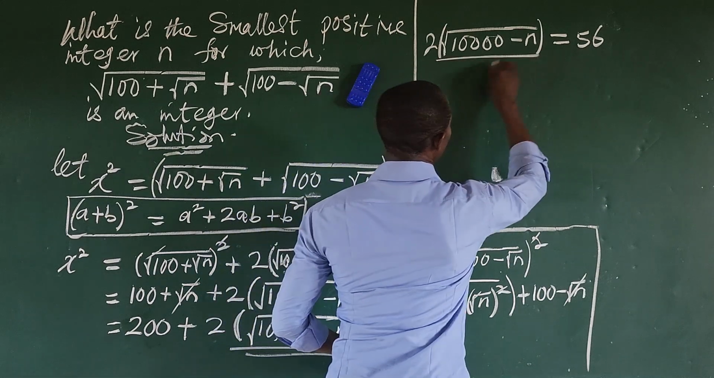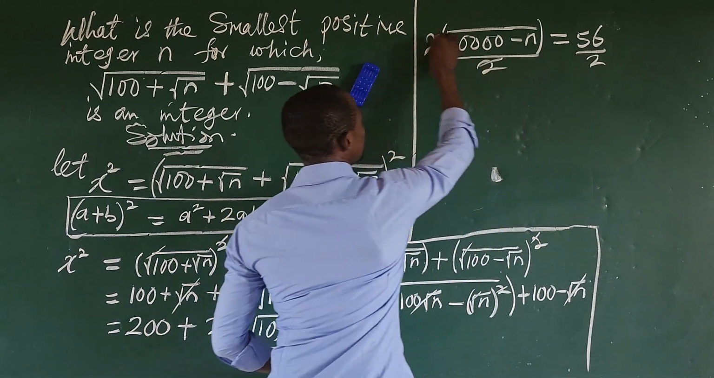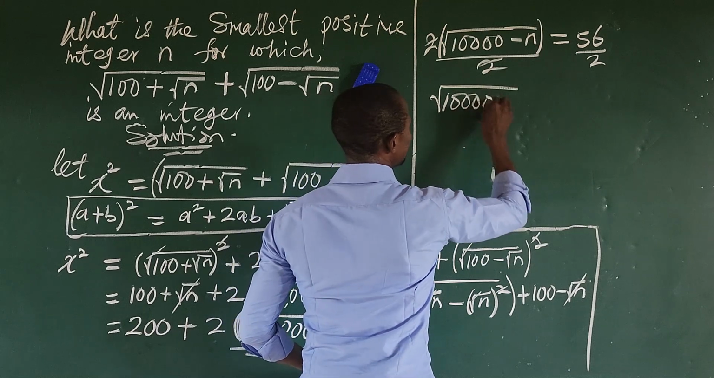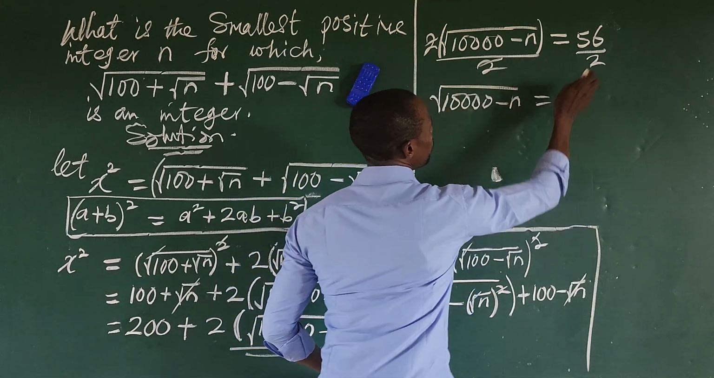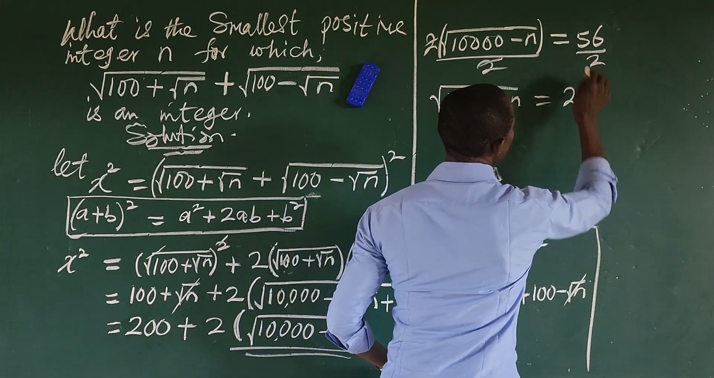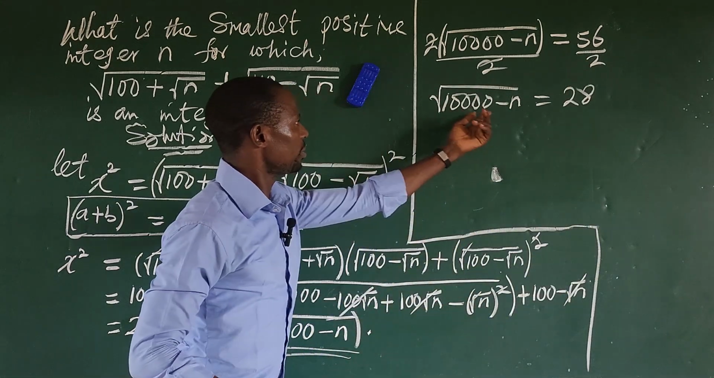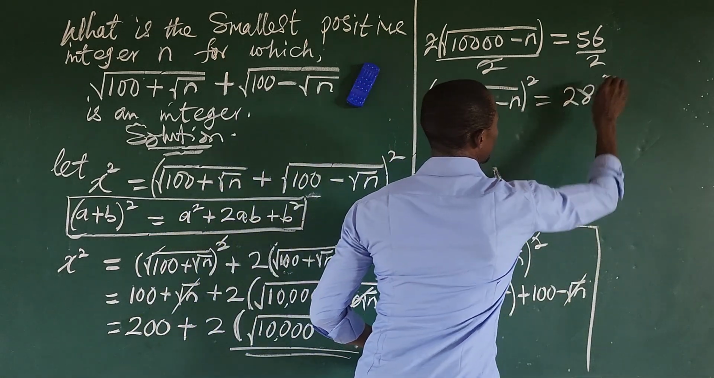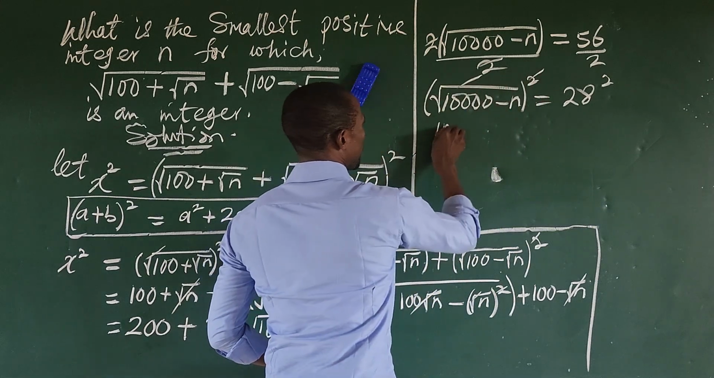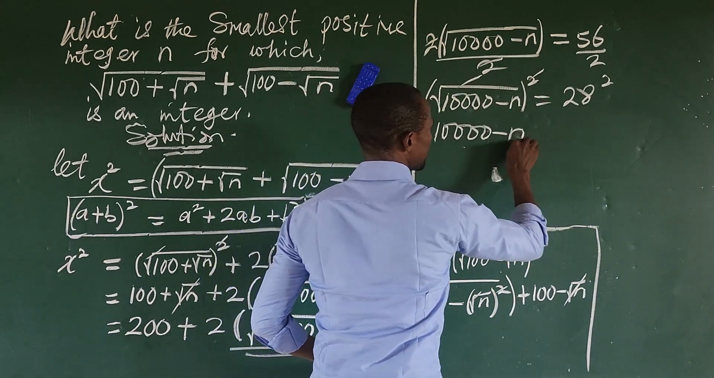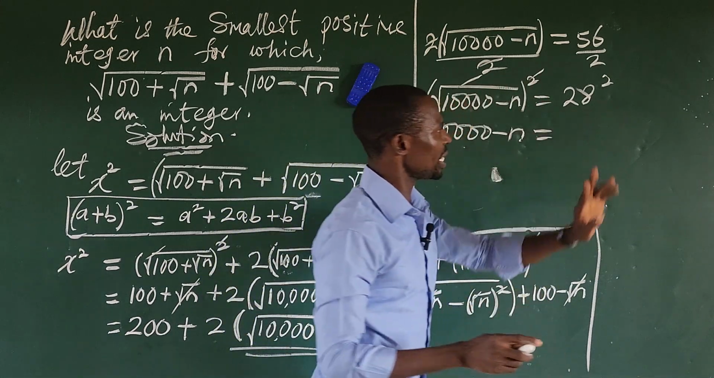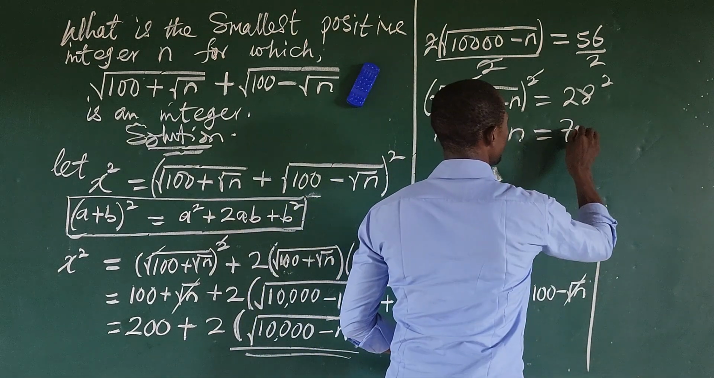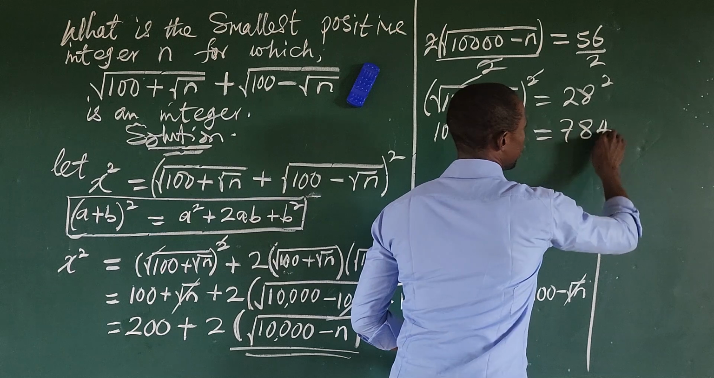We divide this out by 2. So we're left with the square root of 10,000 minus n is equals to 28. Okay, for us to get our n, we take the square of both sides. So we now have our 10,000 minus n is equals to the square of 28, which will give us 784, right?